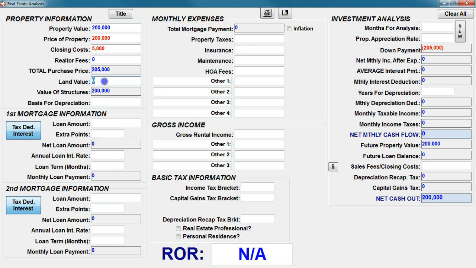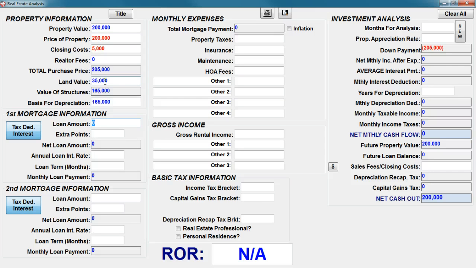So when we come down here, we want to put in the land value, which of course doesn't appreciate in the same way that a structure does. So we want to separate out our land value. And our basis for depreciation, we're going to keep it simple, $165,000.